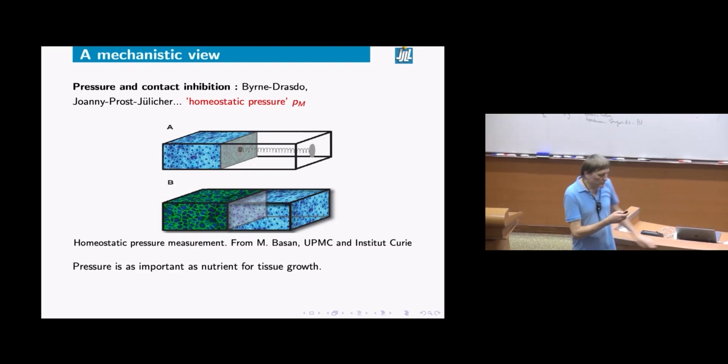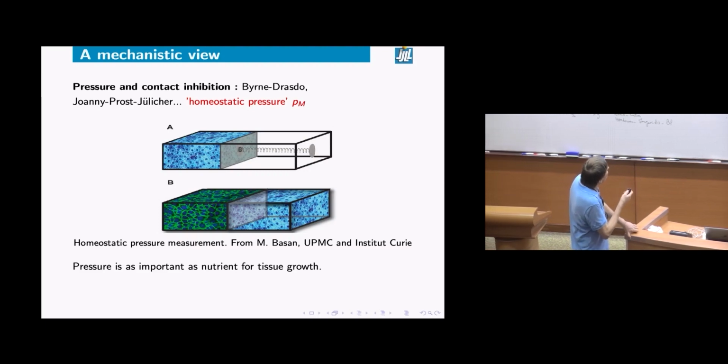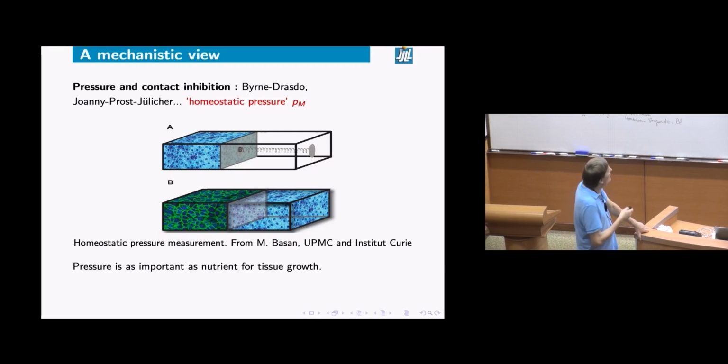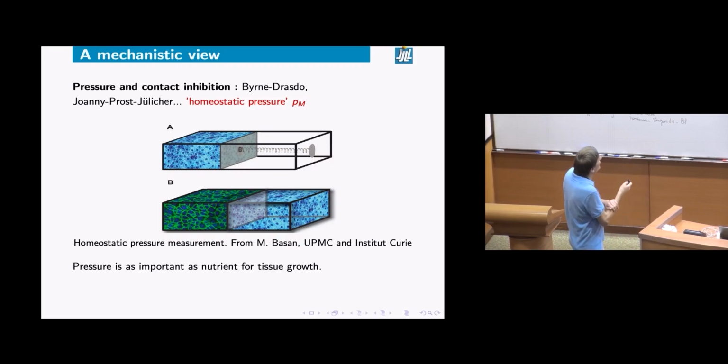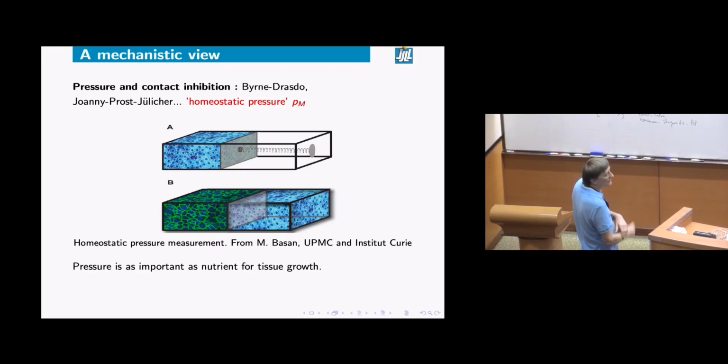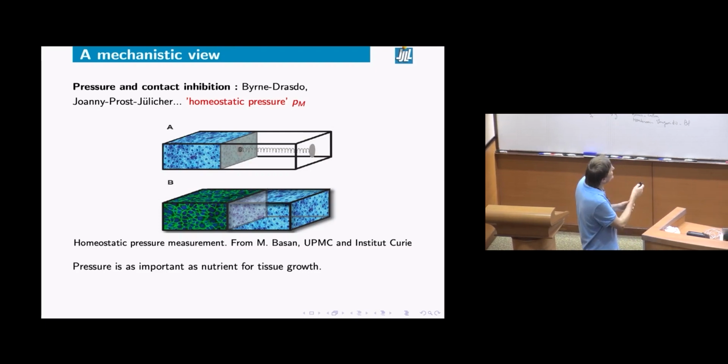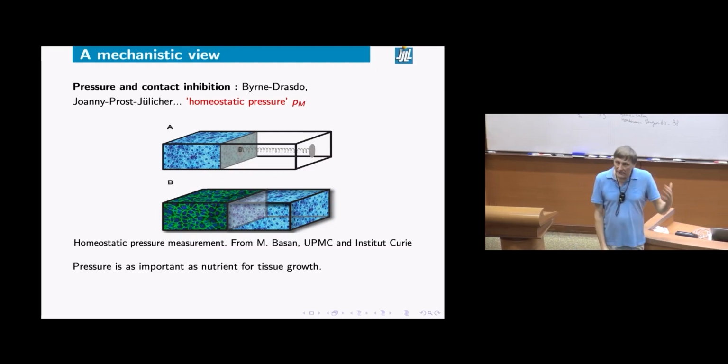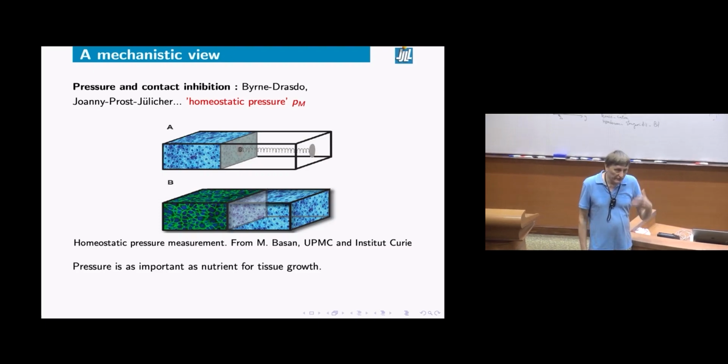But then this group of people in Germany and in France, Jean-Francois Joanny, Jacques Prost and Julie Scher, did experiments. And the experiment is simple. You take cells, you take a piece of meat if you want, and you impose a pressure on it. And of course, these cells have nutrients, as much nutrients as they want to divide.